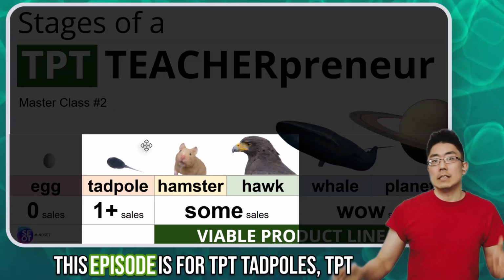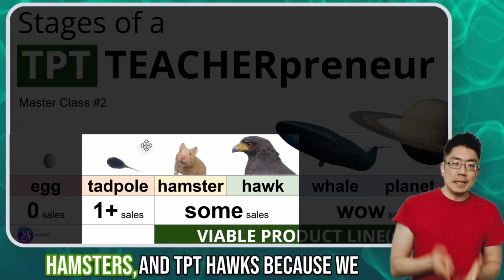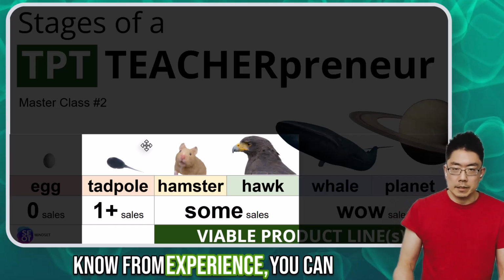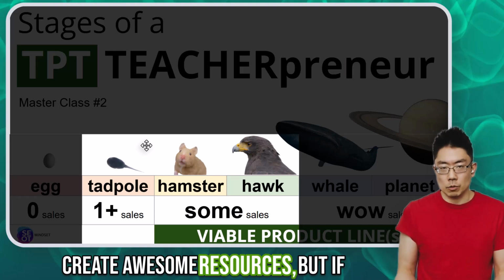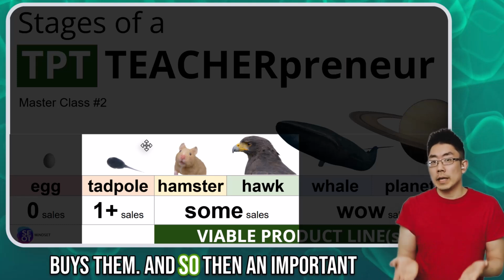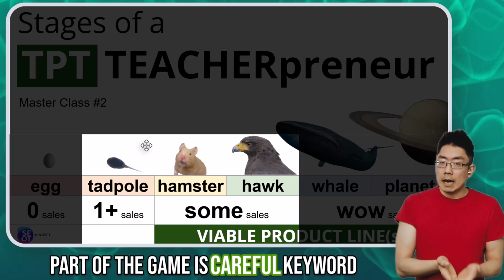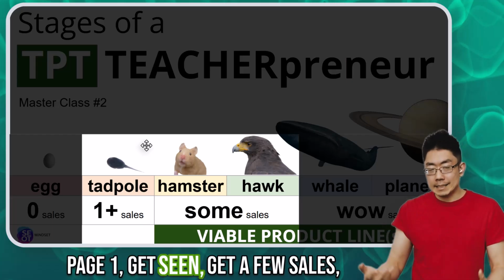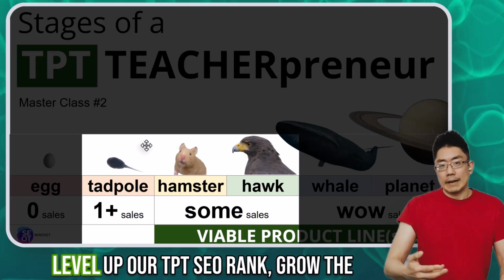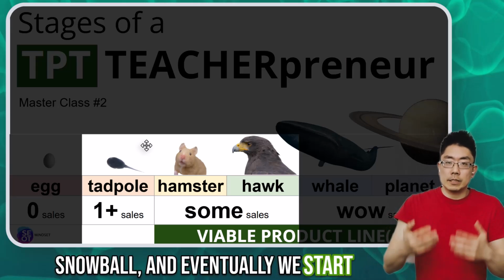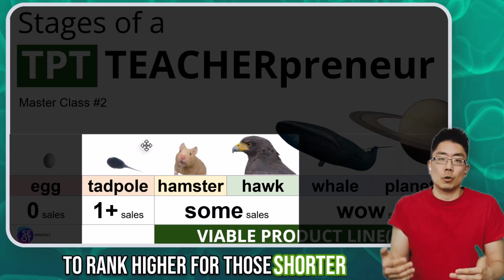This episode is for TPT tadpoles, TPT hamsters, and TPT hawks, because we know from experience, you can create awesome resources, but if they don't get seen, then no one buys them. And so then an important part of the game is careful keyword selection so that we can rank on page 1, get seen, get a few sales, level up our TPT SEO rank, grow the snowball, and eventually we start to rank higher for those shorter term keywords.